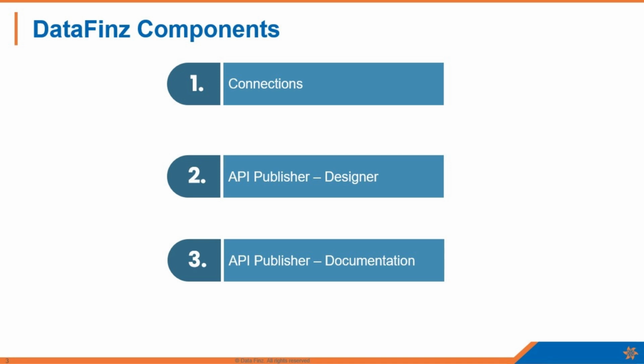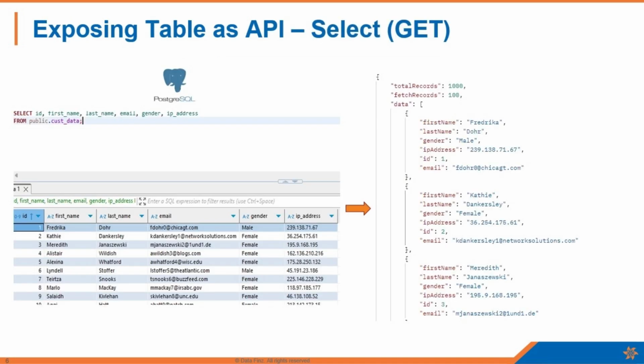DataFinz enables seamless no-code data retrieval by exposing tables as APIs supporting the GET method. This allows users to efficiently fetch records through API requests, ensuring quick, secure, and structured data access, all without writing a single line of code. In this demo, we'll walk through querying a table using GET with DataFinz.